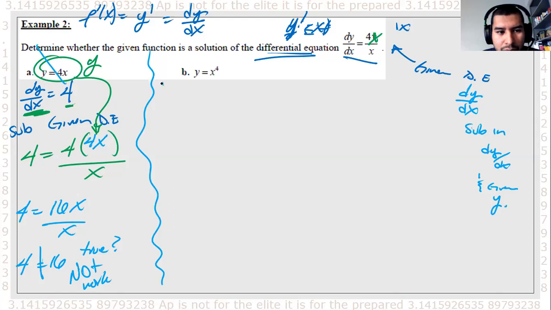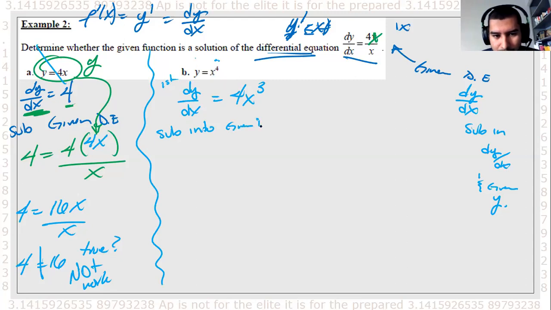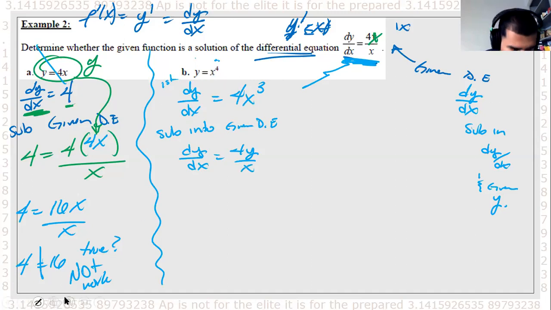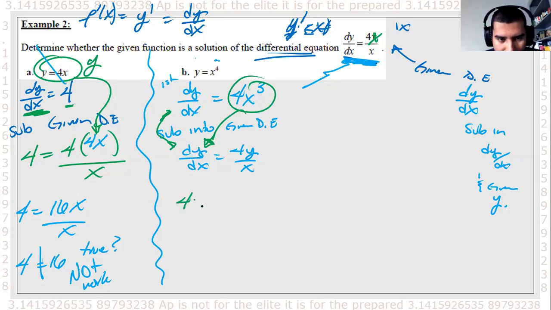Okay. So first, we find the dy/dx on the left-hand side and then on the right. The derivative of x to the fourth is not that bad. That is 4x to the third. And then I sub into the given differential equation, which is this one right here: dy/dx equals 4y over x. So I just found my dy/dx, right? We just said it was this. So I'm going to put that right there. So 4x cubed equals 4 parentheses over x.